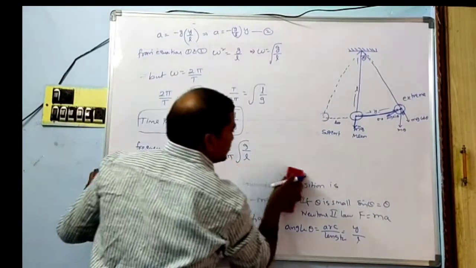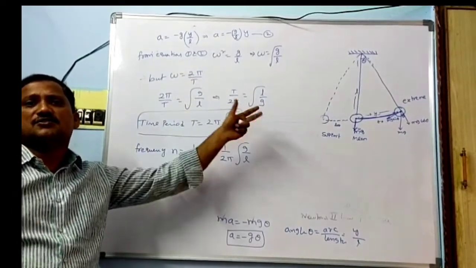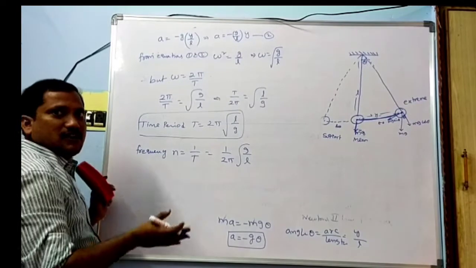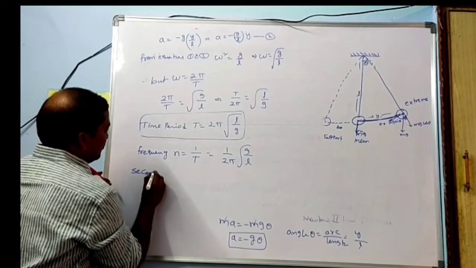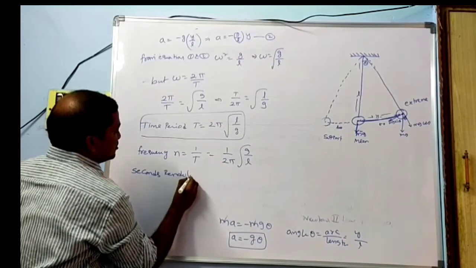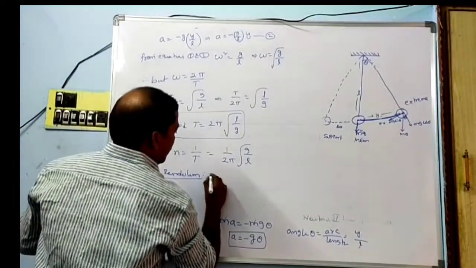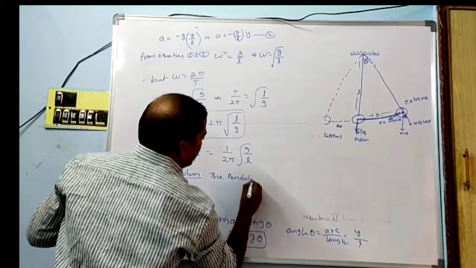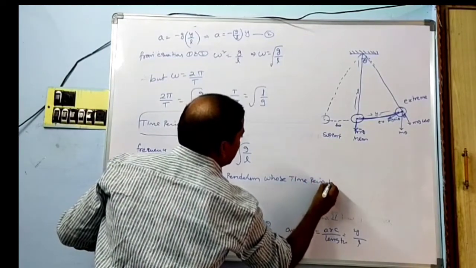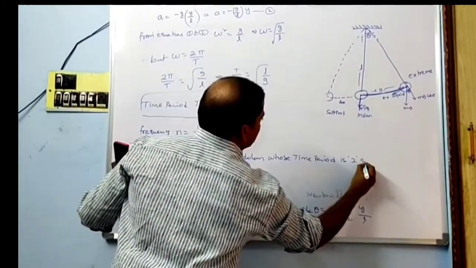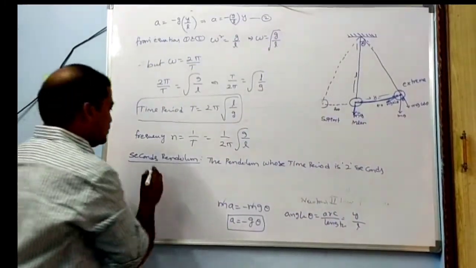From this, they will ask questions for 2 marks. Up to this, if you write it, you will get 100%, 6 marks. For the 2 marks optional question, they will ask about the seconds pendulum. What do you mean by the seconds pendulum? Seconds pendulum means the pendulum whose time period is 2 seconds. The pendulum whose time period is 2 seconds is called a seconds pendulum.